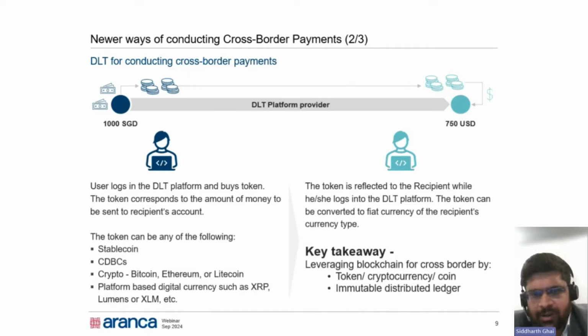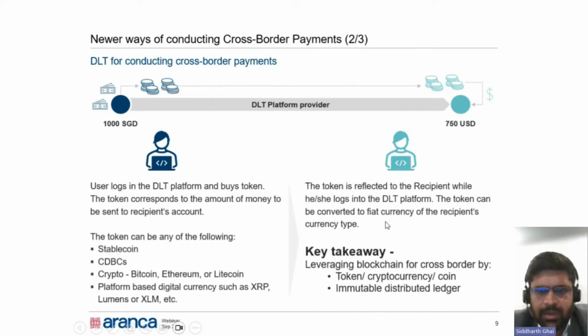Once the recipient receives the token, the token can be converted to a fiat currency. The token can be utilized to do transactions and buy commodities. That is dependent upon what type of token the user has received, and it also depends on what geographies have enabled crypto transactions, right? So there are two takeaways from this particular concept.